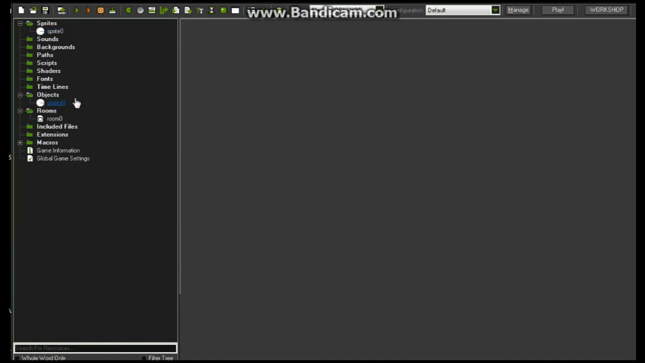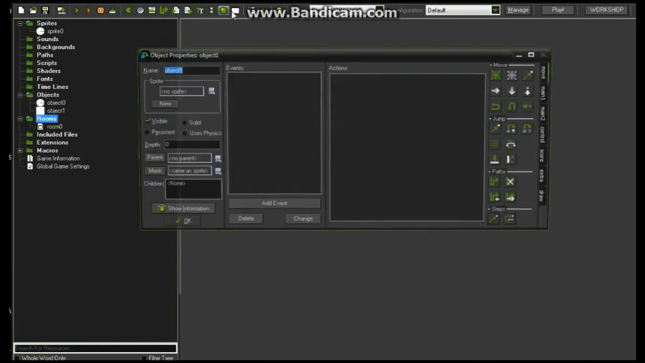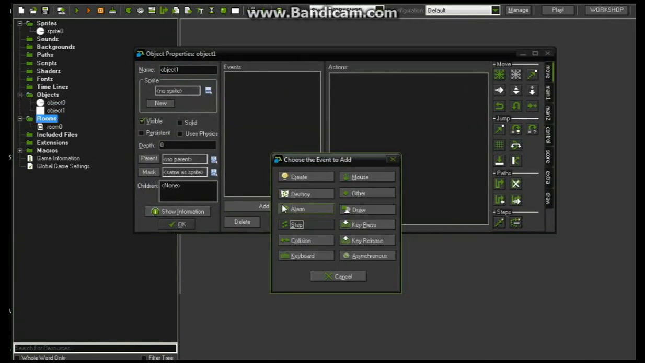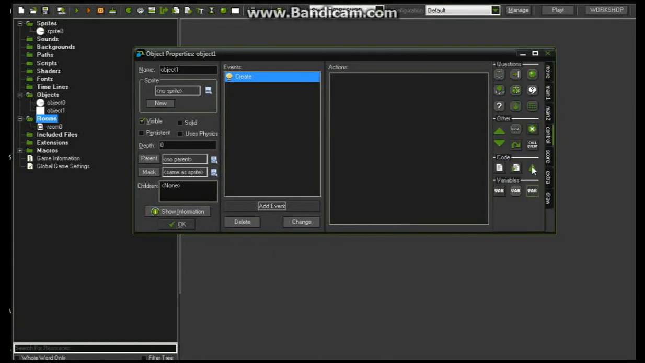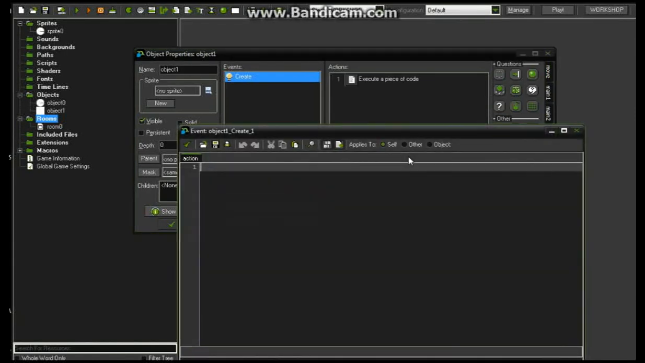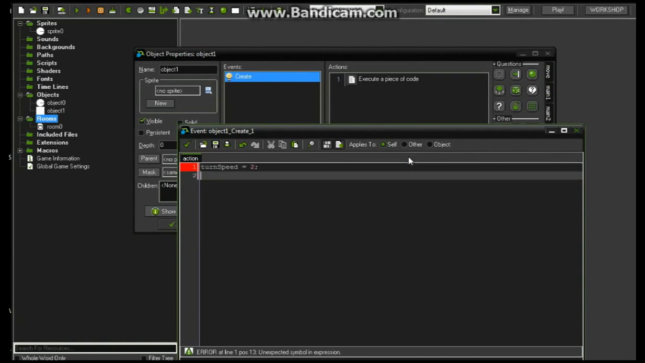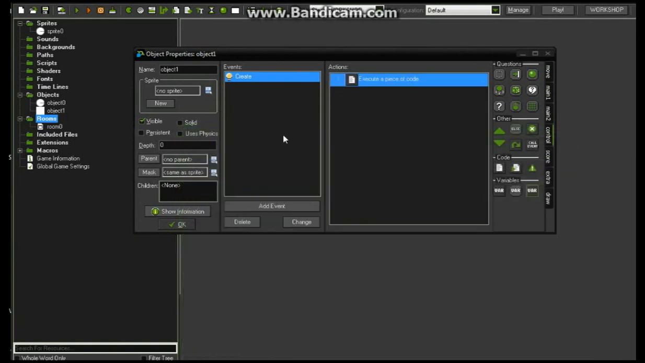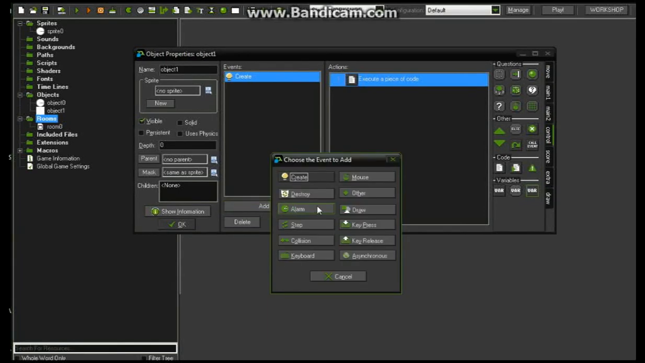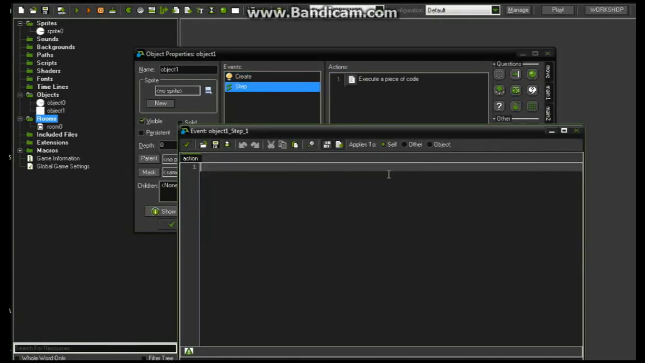All right, object. Here it is. Create event. All we're going to do here is declare one variable, and that is turn speed. In other words, how quickly your object rotates towards its target. And we're just going to set it to 2 for now. That's all you do in the create event. Now step event. Very simple. Anyone can do this. Anyone can code.